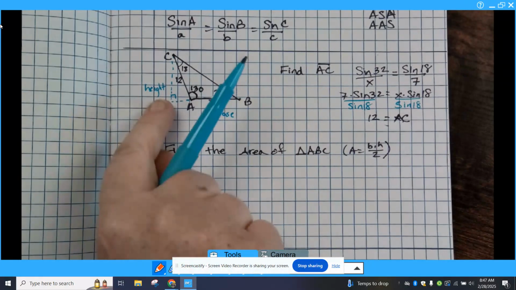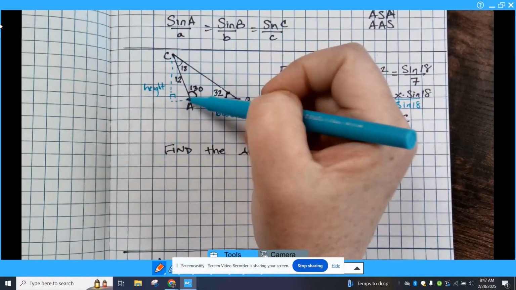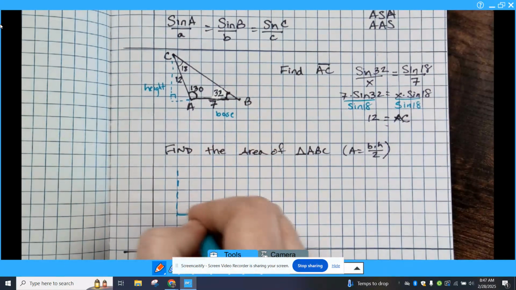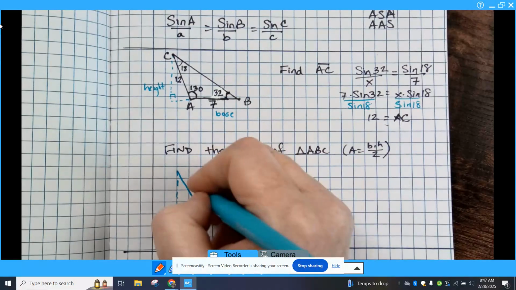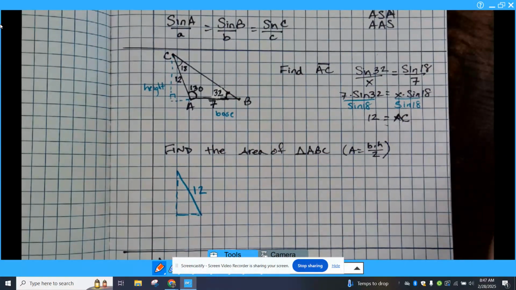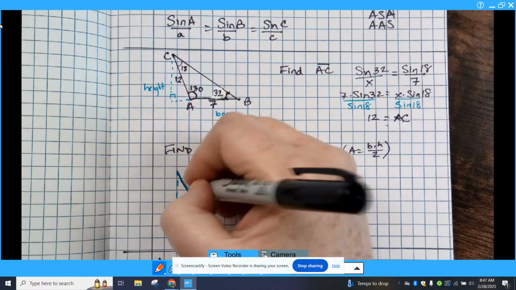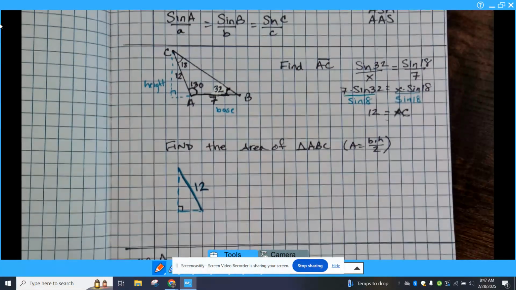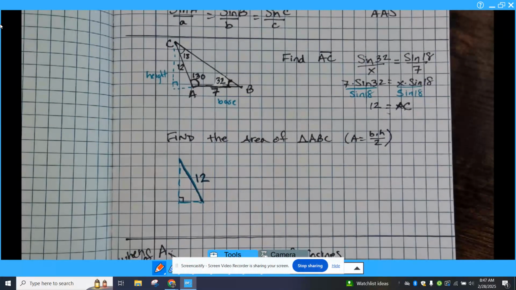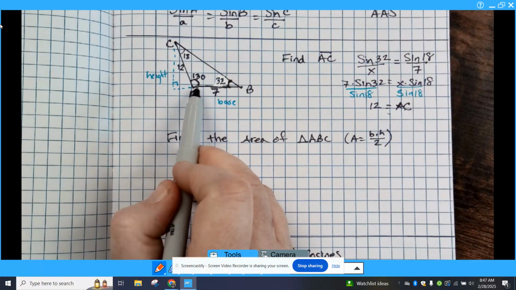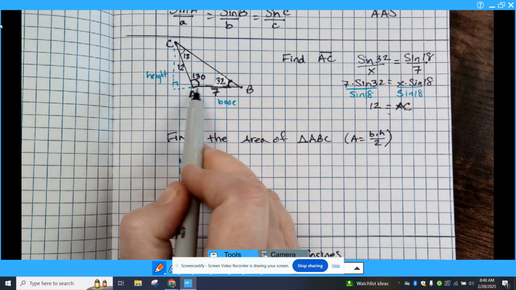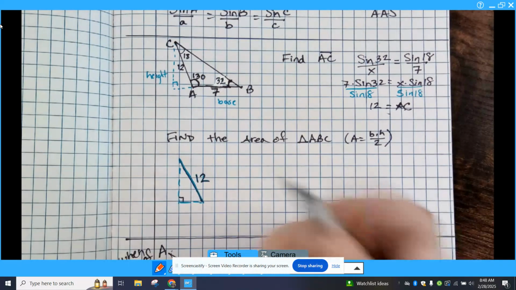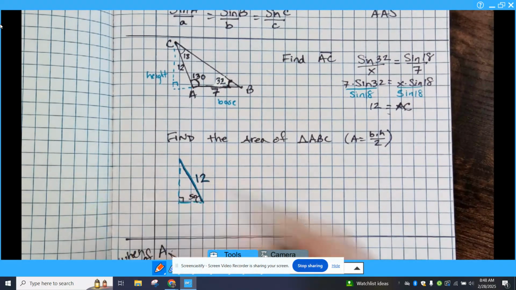So we already know our base is 7. What we're going to have to do is find this height. So I'm going to take this little triangle right here, and we know that is 12. And then that's going to be a right angle. And we know that if this is 130, these two make a linear pair. Linear pairs add up to 180. So this would have to be 50. So we know that this is 50.